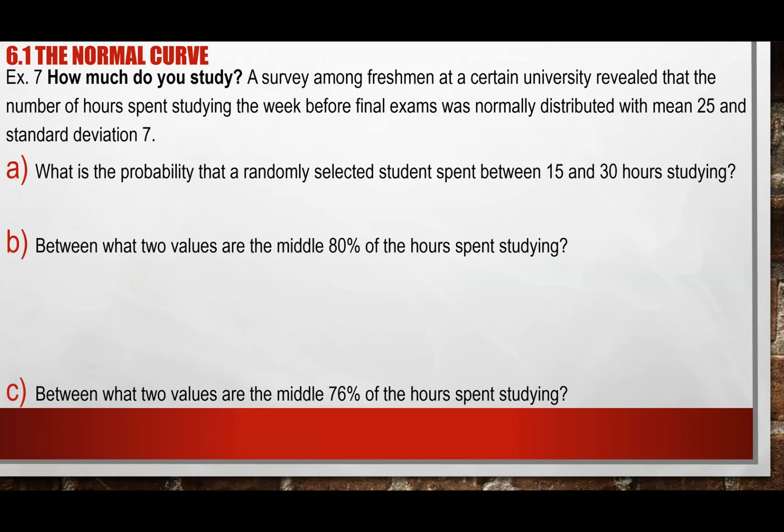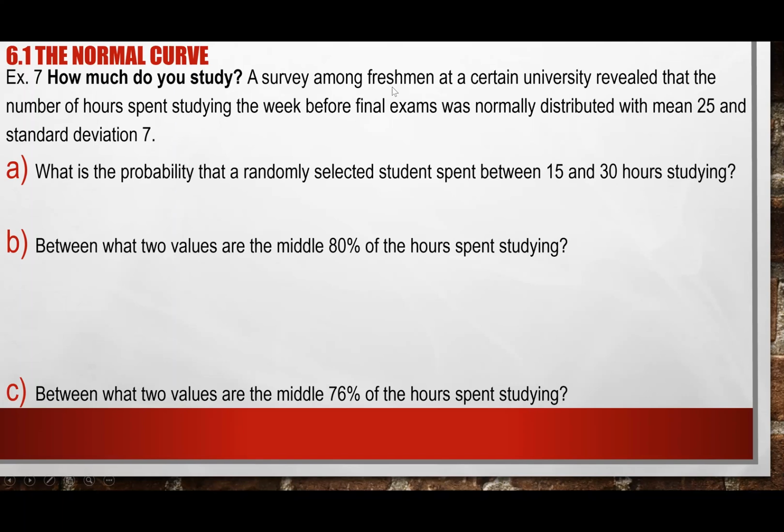When you read this, we know they give us the mean, 25. We know they give us the standard deviation, 7. We know the data is normally distributed. Everything else is just made up; they can tell you it's how many days in the month or whatever. Here the data is how much you study. That's the title of the problem.